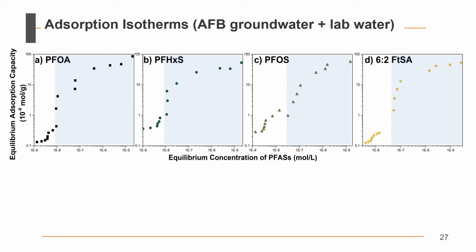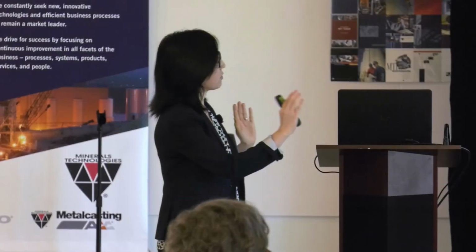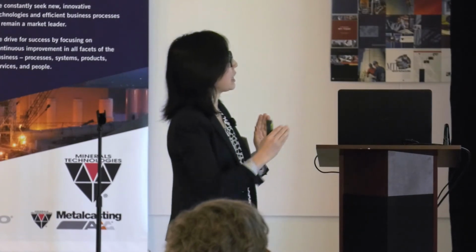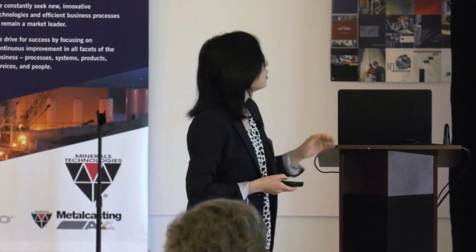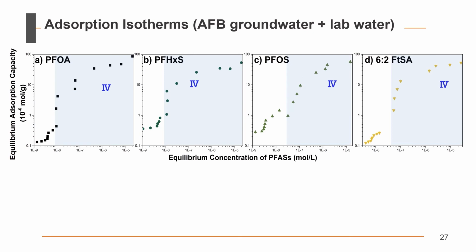The white region is from the Air Force groundwater. The blue region is where we prepared water in the lab, so we were able to add a lot of different compounds and challenge it with higher concentrations. I'm only showing the data for the top 4 most important anionic PFAS that occur in groundwater, especially at AFFF-impacted sites. I call it region 4 because it's a continuation from the previous slide.